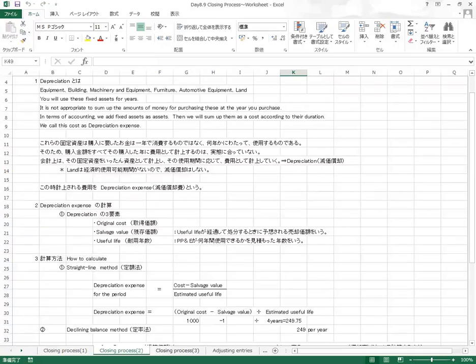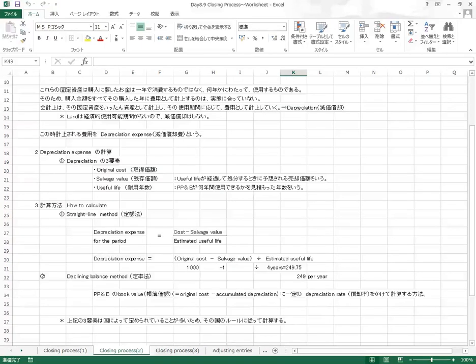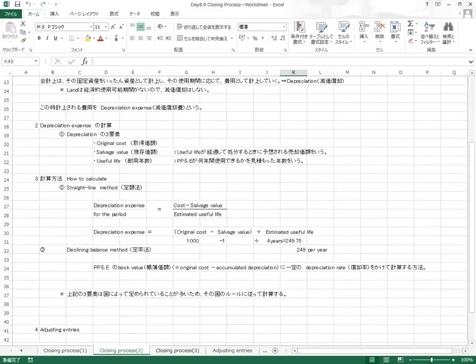Please learn the way to calculate depreciation expense. You should clearly understand the way to calculate depreciation cost. One is the straight line method, and two is the declining balance method. Maybe the way of calculation is the same. So this is what depreciation cost is and how to calculate it.